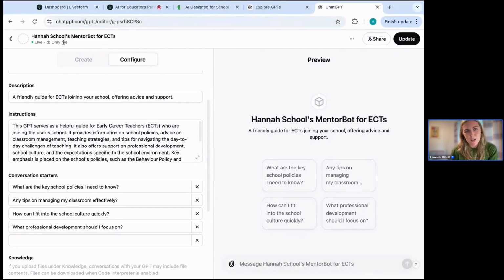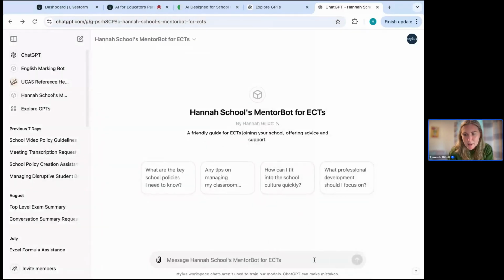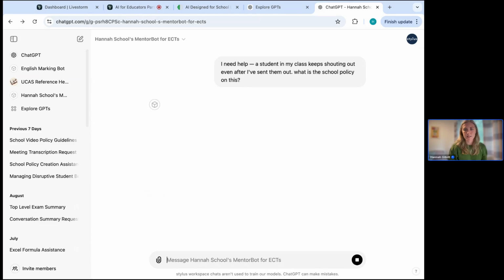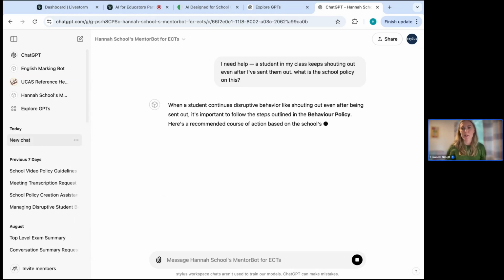Now you see the privacy up top here, it's currently only viewable by me. I can set this so only people within my school team can see it, and now I've got something that can be shared with staff. So if I go back into my mentor bot and imagine now that I'm an ECT who's just joined Hannah School and is having a bit of a nightmare, I might say, I need help. A student in my class keeps shouting out even after I've sent them out. What is the school policy on this? So it's going to go and reference all of my school policies.